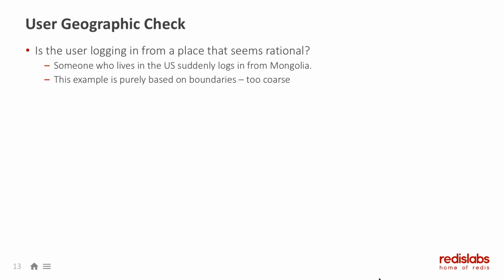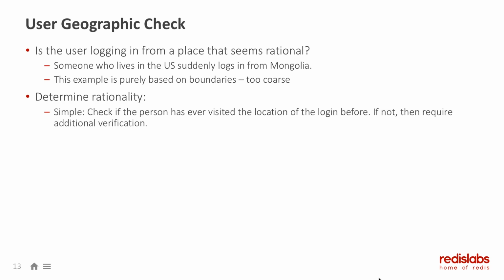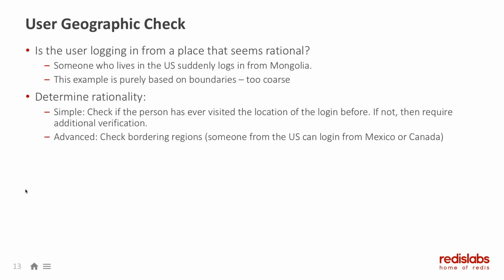So in this example, I'm going to use something that's a very coarse example for any type of real world situation. I'm just going to look at national boundaries, okay? So how I'm going to determine rationality today is I'm going to do a simple check. If the person's ever visited the location where they're logging in before, then it's fine. That's rational, right? Now, in the advanced system, and we're going to do both of these, and I'll show you them in just a second, we're doing the bordering regions, right?